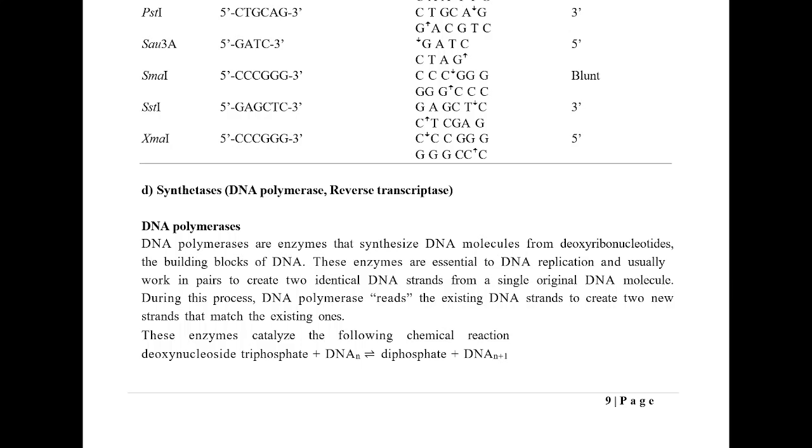So DNA polymerases are enzymes that synthesize DNA molecules from the deoxyribonucleotides, which are the building blocks of DNA. Now these enzymes are essential to DNA replication and usually work in pairs to create two identical DNA strands from a single original DNA molecule. During this process, DNA polymerase reads the existing DNA strands to create two or more strands that match the existing ones.